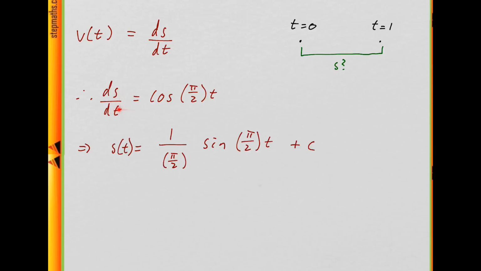So if we integrate this, I'm writing it as s of t, because I'm treating it as a function of time. Well, if we just integrated cos, we'd get sine of pi by 2 times t, but because we've got this pi by 2 here, we need to undo the chain rule, so we need to divide by pi by 2, because when we differentiate this, we're going to multiply by pi by 2 because of the chain rule to give us this. And also we need to remember our plus c.